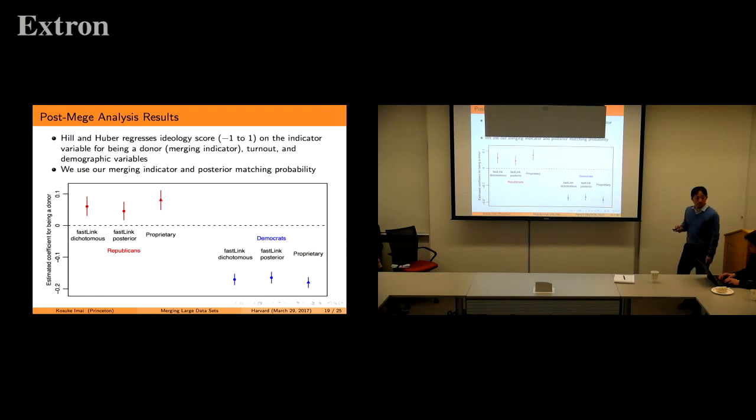Could you please remind me what Y is again? Why is this the ideology score? So they're interested in whether donors are more ideologically extreme. The answer is yes. And then how much so. So that's why they regress the ideological score on whether you donated or not.